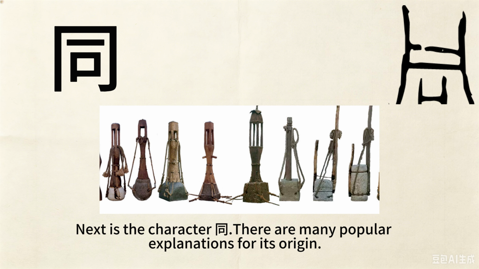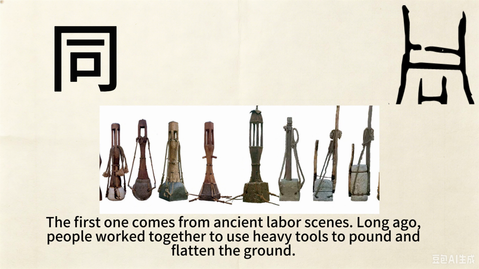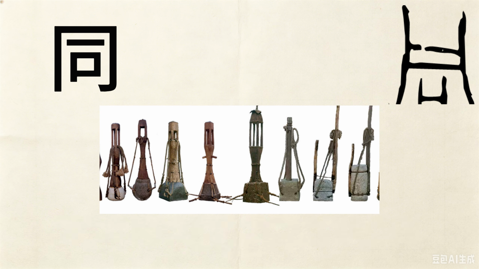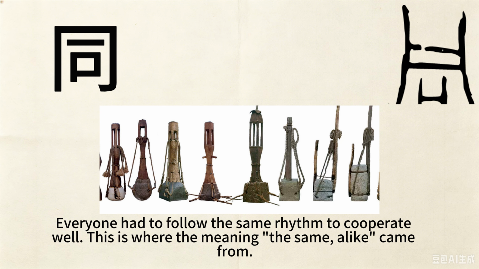There are many popular explanations for its origin. The first one comes from ancient labor scenes. Long ago, people worked together to use heavy tools to pound and flatten the ground. Everyone had to follow the same rhythm to cooperate well. This is where the meaning the same, alike, came from.